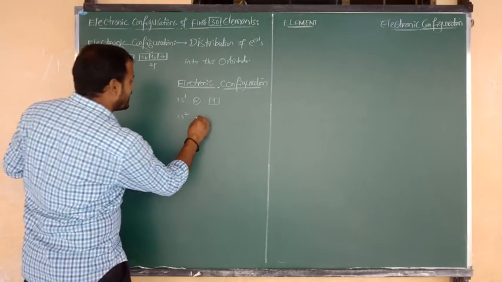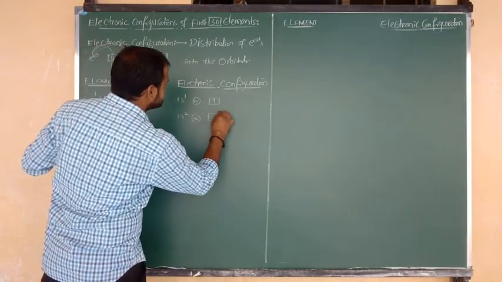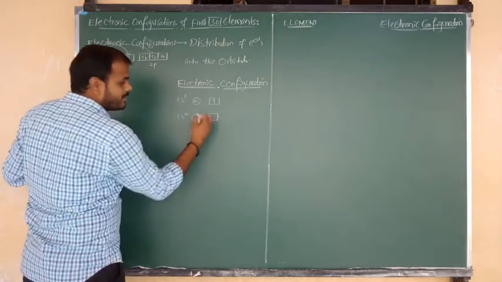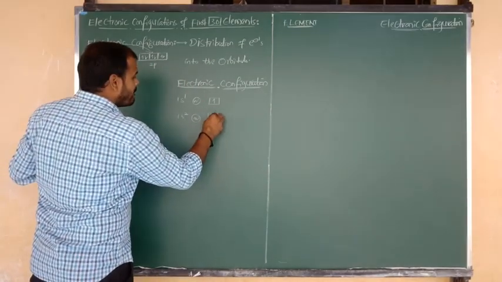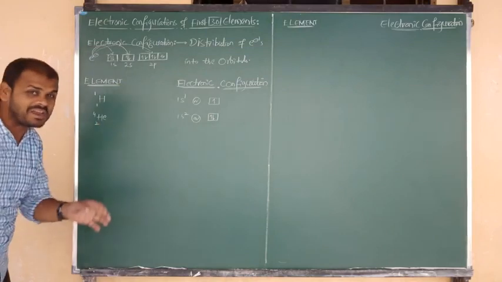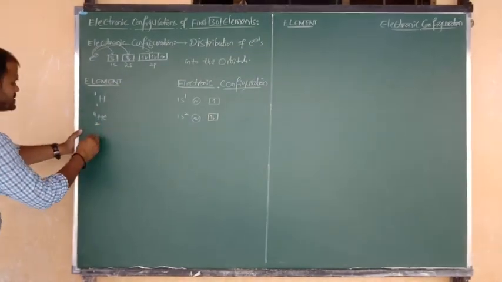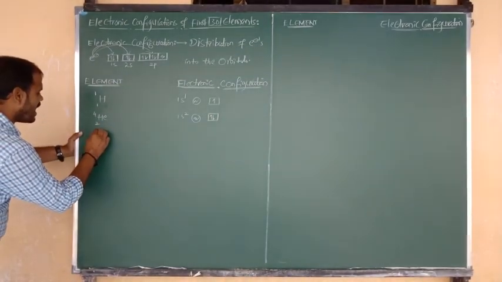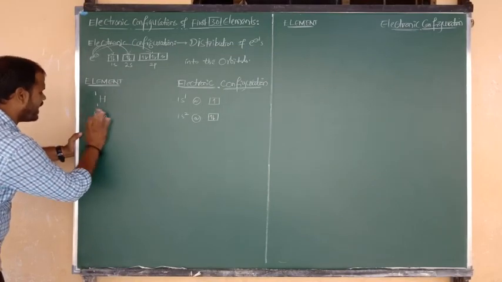And the 1s subshell contains only one orbital, so again spin up and spin down. In that manner you have to write the electronic configuration. Next I am going to write hydrogen, helium. Next one is what?